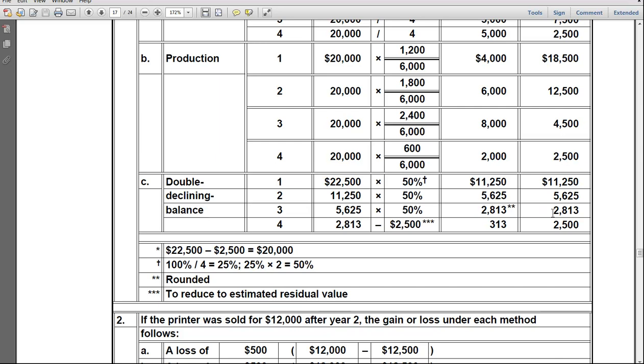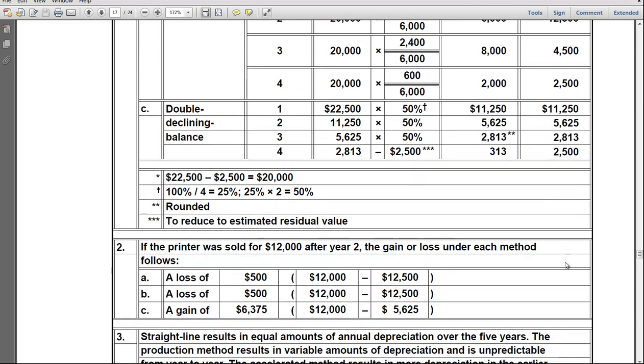Now you'll notice in the fourth year we cannot take 50% of 2,813, because then we would end up with a carrying value that is less than the residual value. So we have to take our previous carrying value minus our residual value. So the amount that we can depreciate in the last year is only $313, because our carrying value cannot fall below our residual value, because we cannot depreciate our residual value.